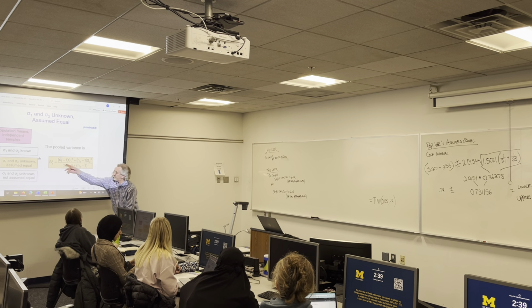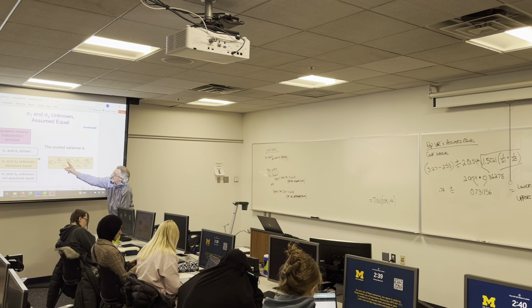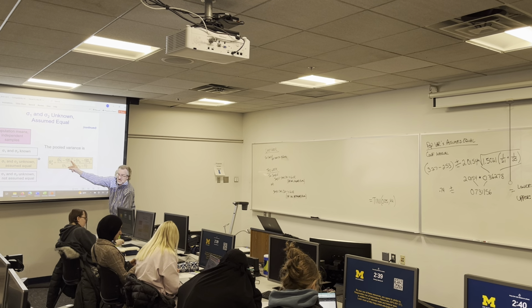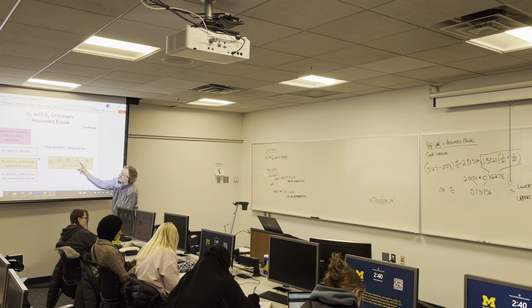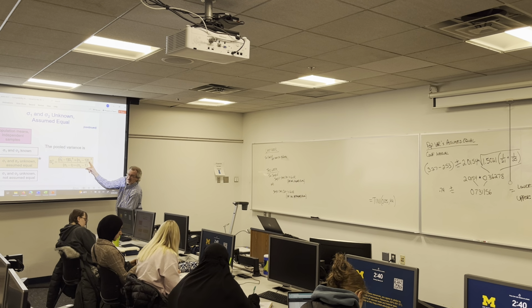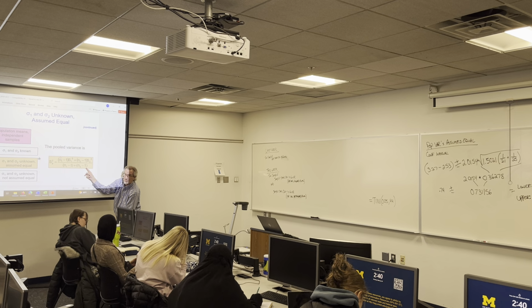Oh, my little thing's in the way. Sample size 1 minus 1 times variance of 1. Standard deviation from 1 squared makes it the variance. Plus sample size 2 minus 1 times its variance for sample 2. Over sample size 1 minus 1 plus sample size 2 minus 1.